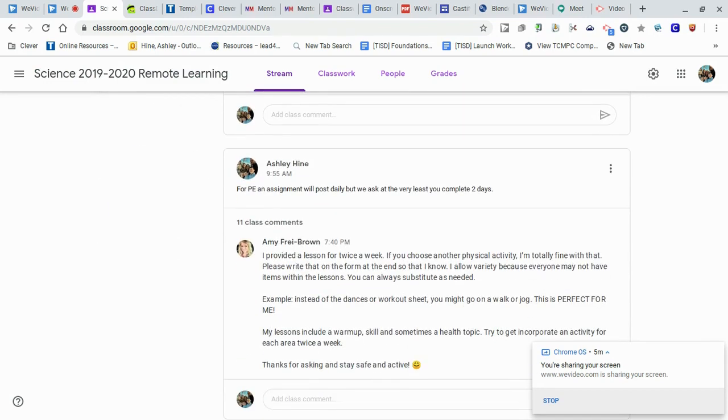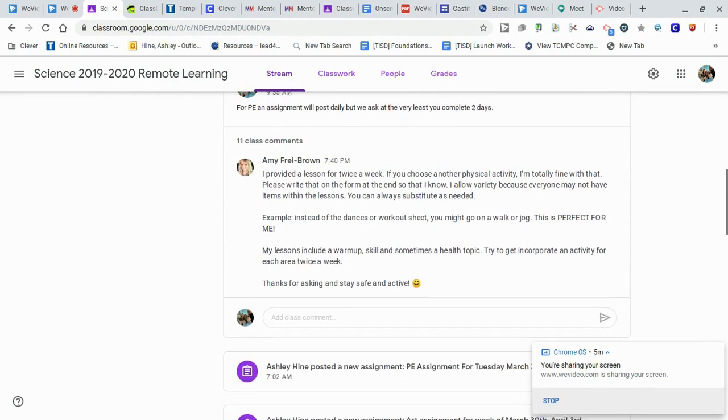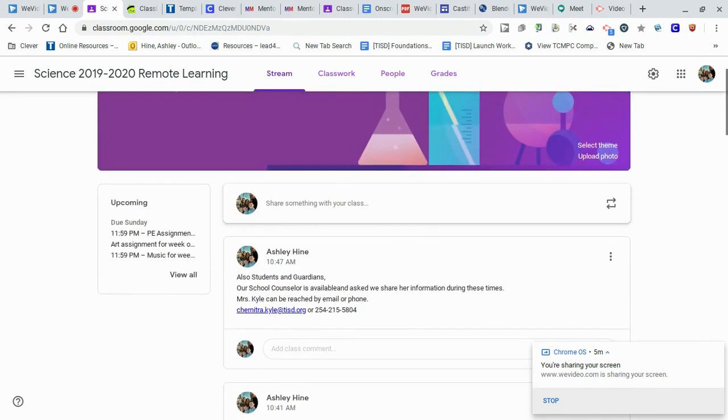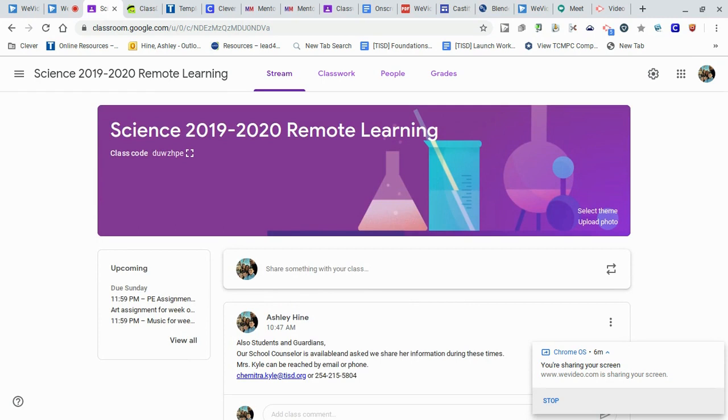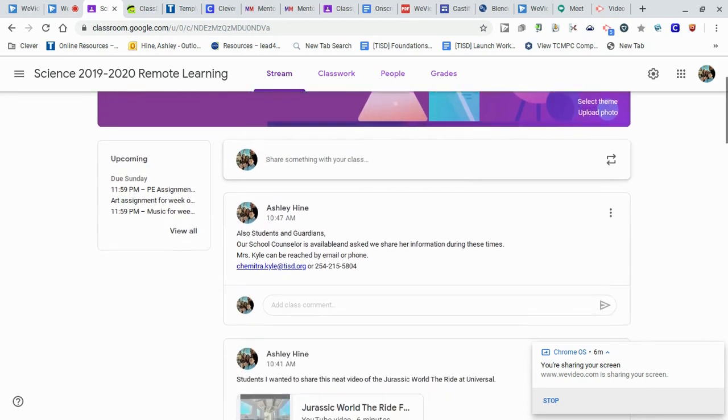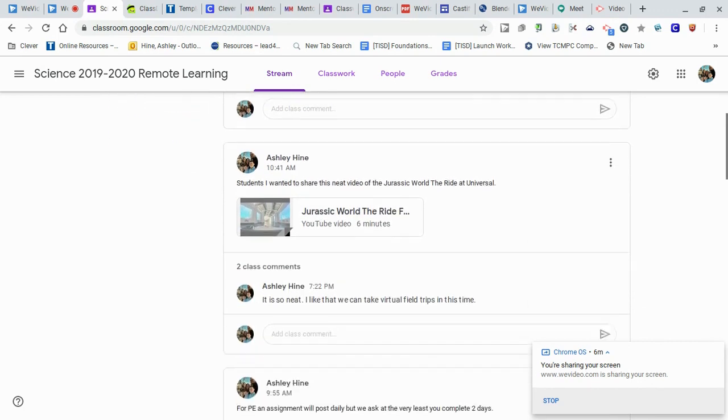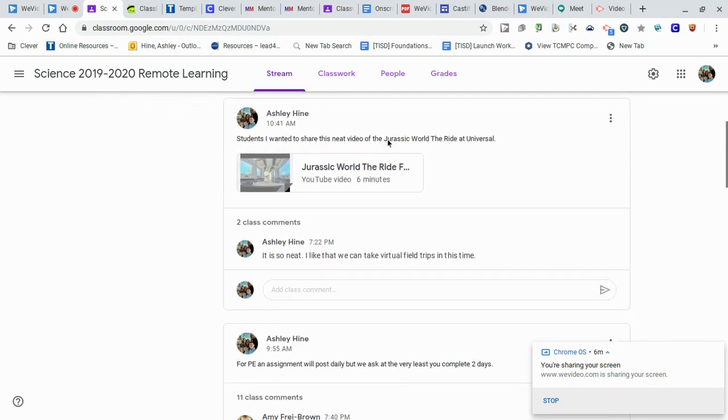And so it's just all the communication from me and the other teachers. I do give access to all 3 teachers to my Google Classroom. I also give access to the elective teachers so that we can communicate. And these comments that you're seeing on here, this is a really easy way for you to get a hold of the teachers as students.